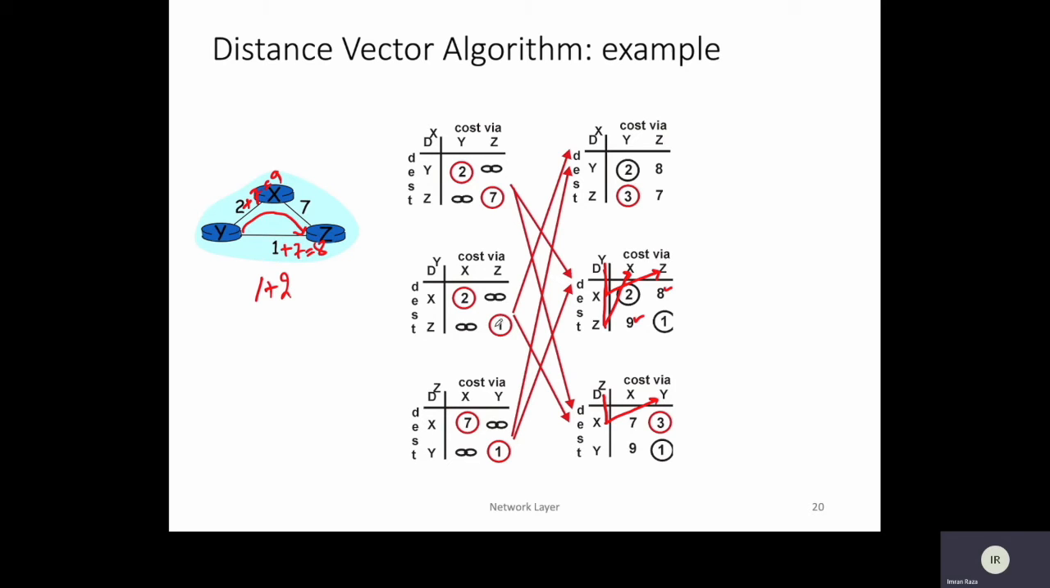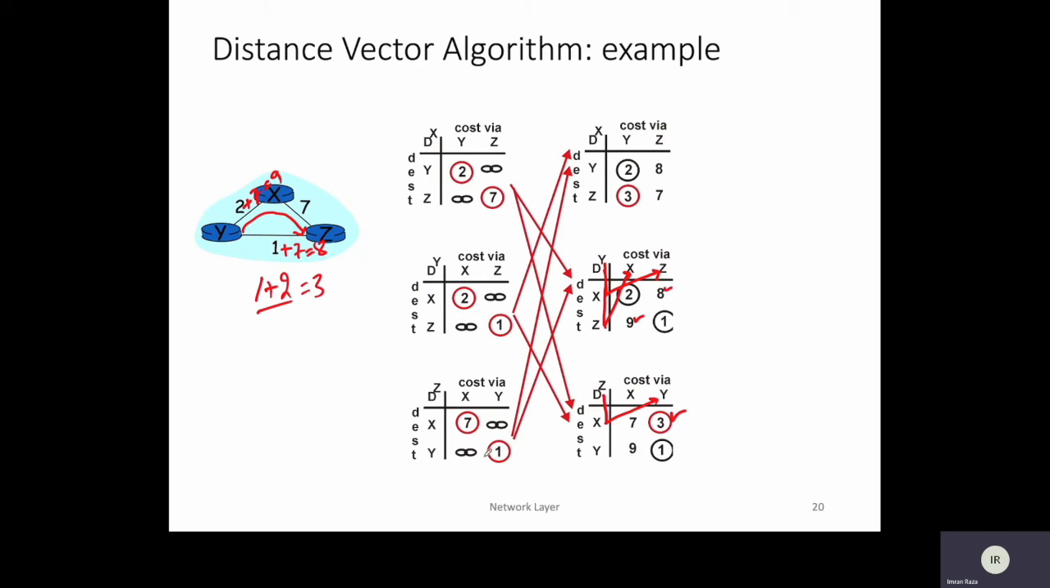That is the cost to reach from Z to X via Y. And Y tells that the cost to reach from Y to X is 2, and the cost to reach from Z to Y is 1. So 1 plus 2 is 3. Right? So here we have 3, and it's also the least cost, right? Because it's less than 7.